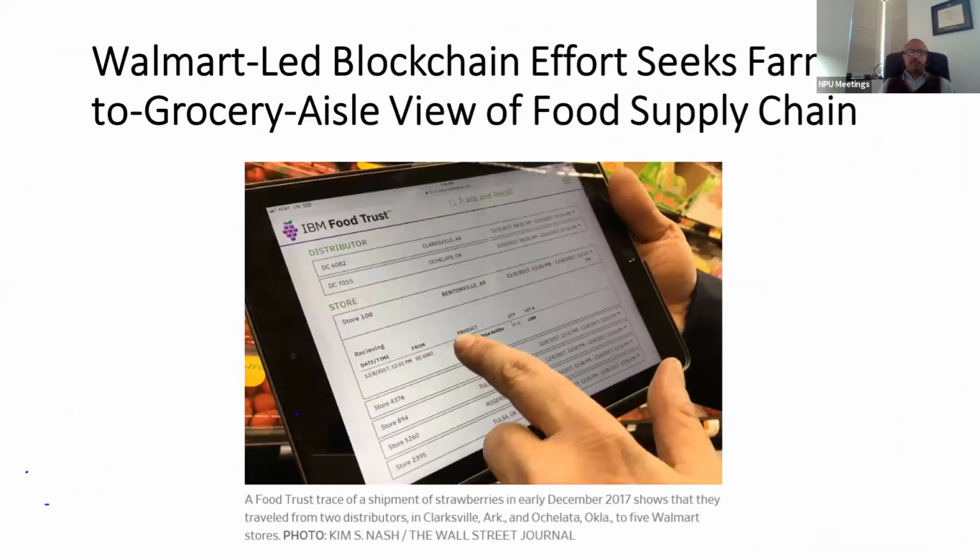Walmart is using IBM Food Trust, a well-known blockchain network, where they can track all the food from the farm until it gets to the store. So if something happened, they can trace it back and find where the poisoned or tainted food came from.